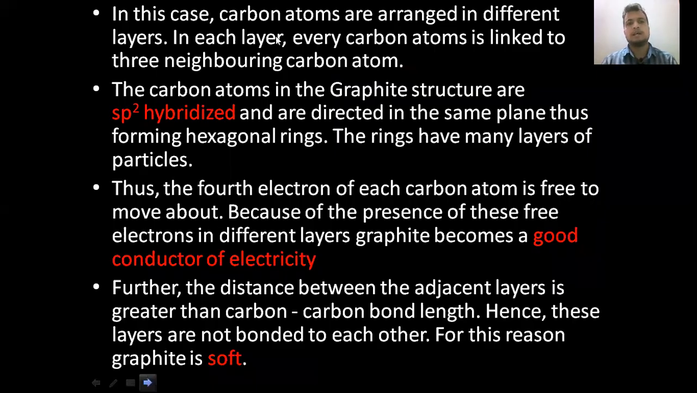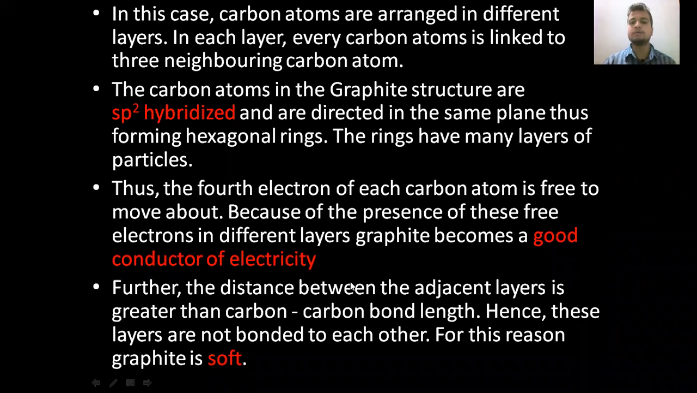In this case, carbon atoms are arranged in different layers in which every carbon atom is linked to 3 neighboring carbon atoms. As I have told you, it will be linked to 3 neighboring carbon atoms. The carbon atoms in the graphite structure are sp2 hybridized and are directed in the same plane, thus forming hexagonal rings. These rings have many layers of particles. Thus, the 4th electron of each carbon atom is free to move about. Because of the presence of these free electrons in different layers, graphite becomes a good conductor of electricity.